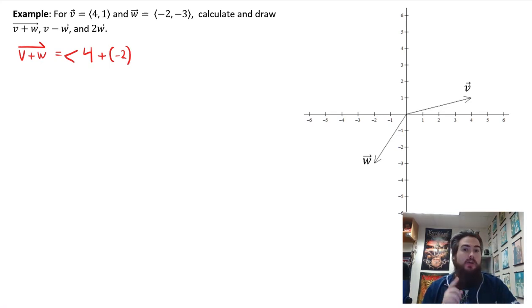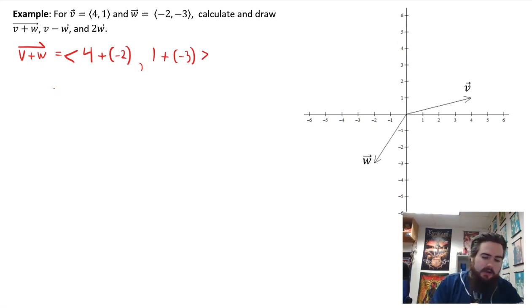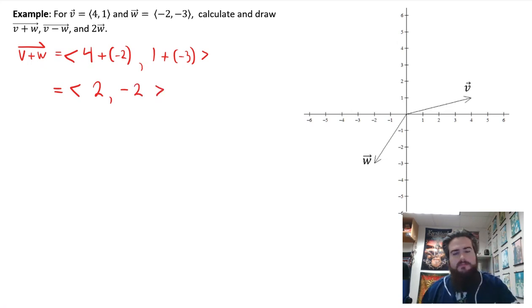That will be my new first component. Then I'll add the second components, so 1 and -3, that will give me my new second component. This now gives me the vector 4 plus -2 is 2, and 1 plus -3 is -2. So that would be v plus w.